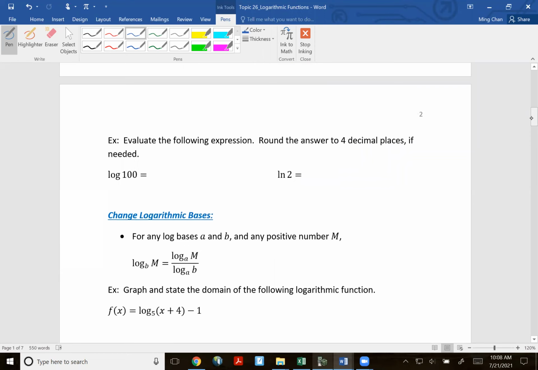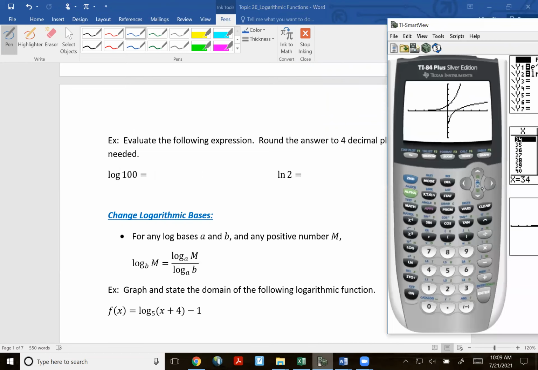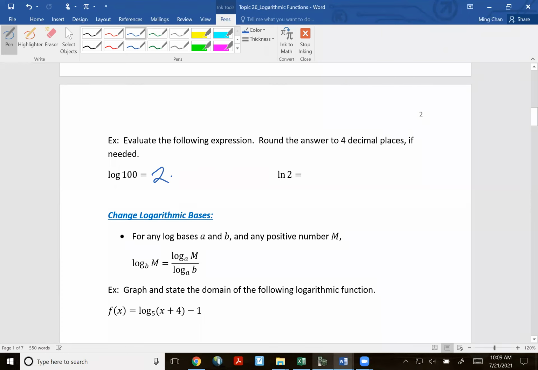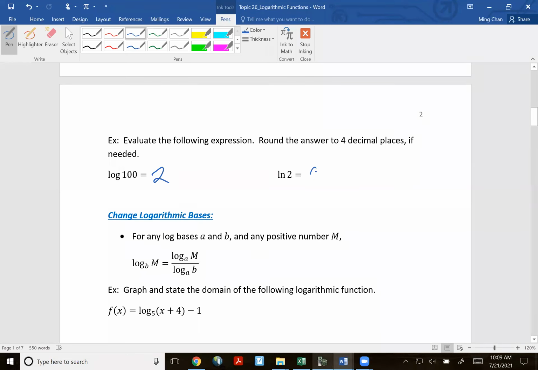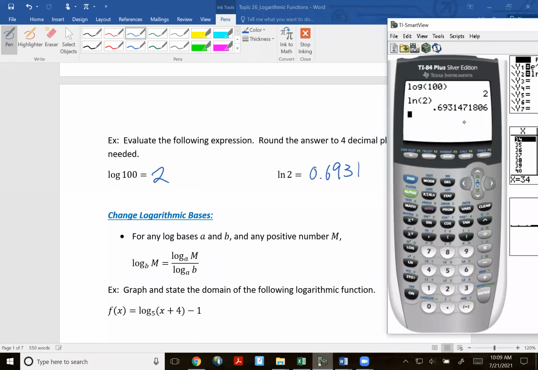Evaluate the following expression, rounded to 4 decimal places. Here I just want you to practice using your calculator a little bit. Log, if you don't see a base right next to the log, that means it's assumed to be base 10. So this is log of 100, which is 2. I will show you how you can find that answer too. Natural log of 2 is going to be an irrational answer: 0.6931. It's an irrational number. You can never convert this type of answer into a fraction.